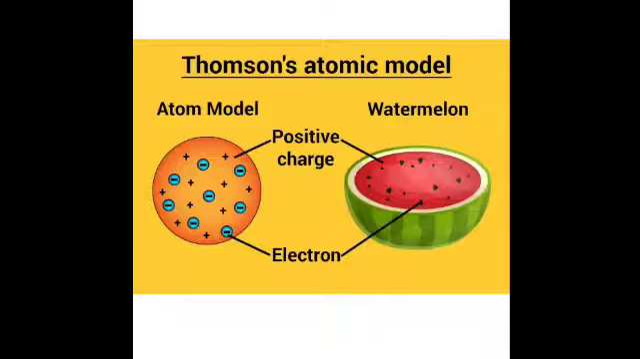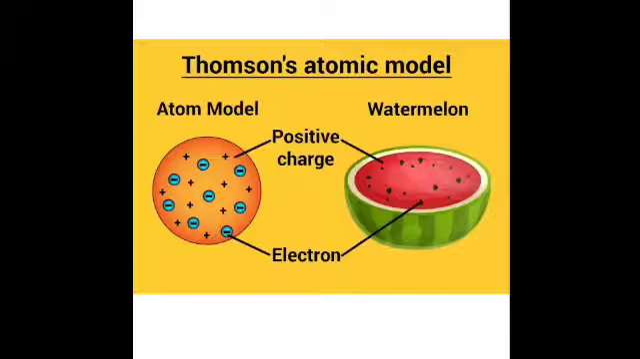But Thomson could not give any experimental support in favor of this model, and he could not explain many experimental observations about atoms. So this model of the atom was not accepted. However, the prediction that the atom is electrically neutral was widely accepted and found to be a valuable contribution of J.J. Thomson.